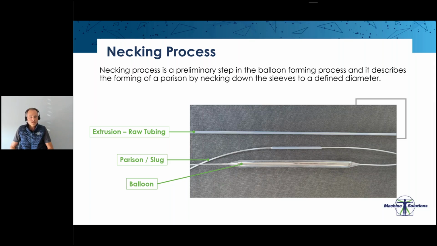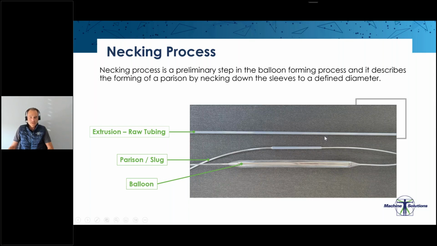What is a parison/slug? A parison is the part of the raw tubing that is not necked down and out of which the balloon is formed. So we see that on the slide. We have the extrusion, the raw tubing, then the parison, and out of the parison we form the balloon.